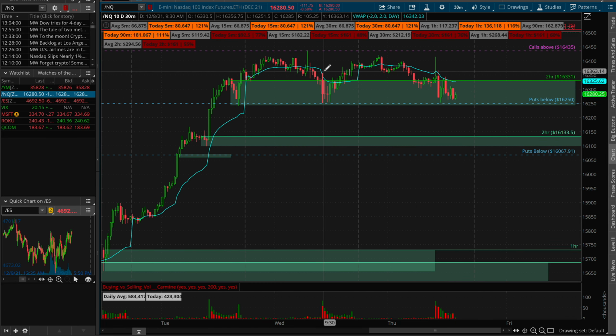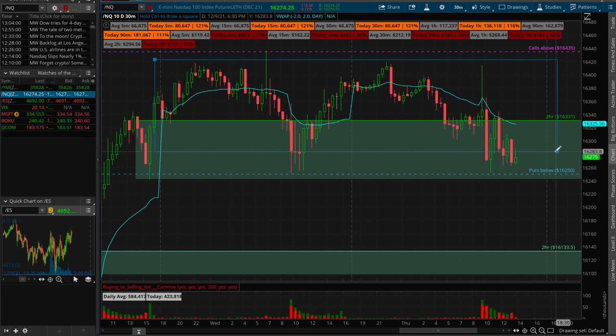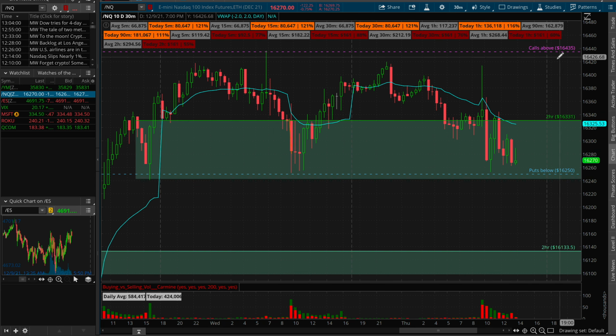Now we're forming a mini consolidation period within the consolidation period, which can be seen by this box, if Thinkorswim decides to wake up. Okay, I'm not really sure what's going on here. You get the idea though. It's this quadrant here. It's consolidation. So these were the plans in place today. These are just my plans.